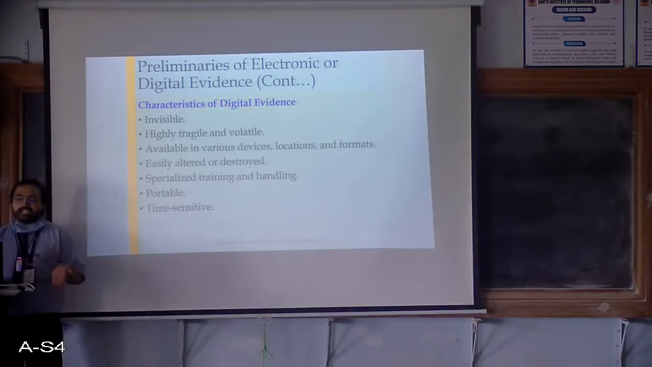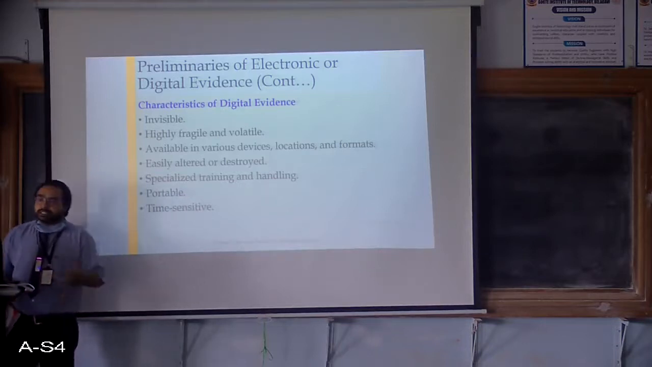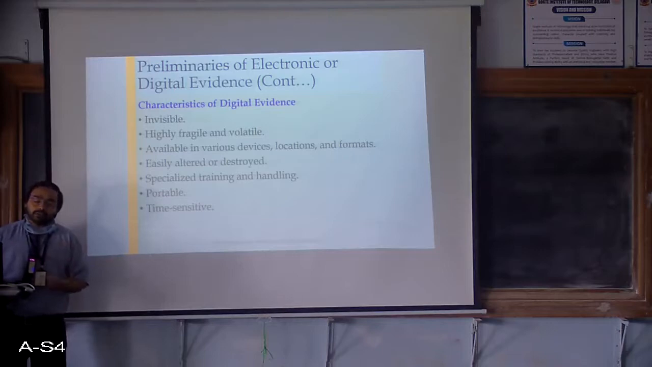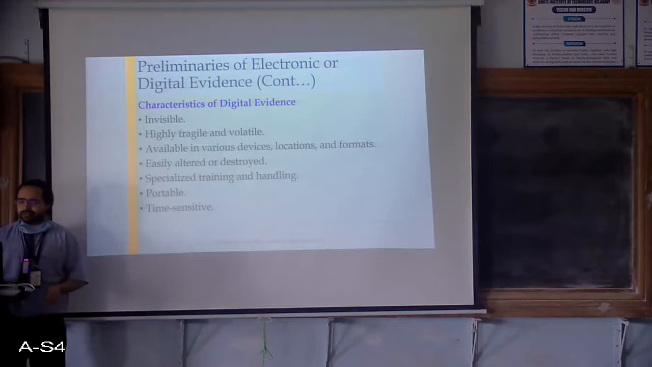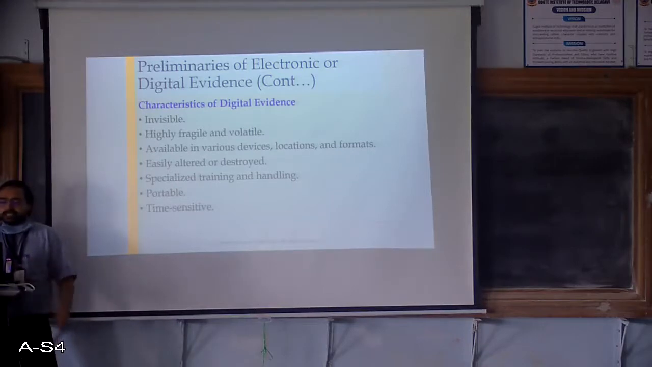The next is highly fragile and volatile. Note here that this is very, very important. Whenever you are doing some activity, your information or the activity-related information can be stored in volatile memory such as RAM, which is a temporary memory. It is very important to capture this information as soon as possible. Otherwise, the investigating officer may lose important information which may help his investigation. Since it is fragile, it is easily modified or its copy can be made easily. Now, digital evidence is available in various devices, locations and formats.